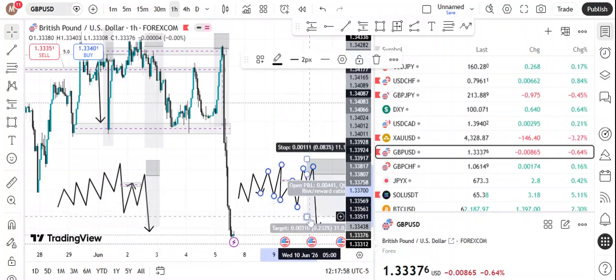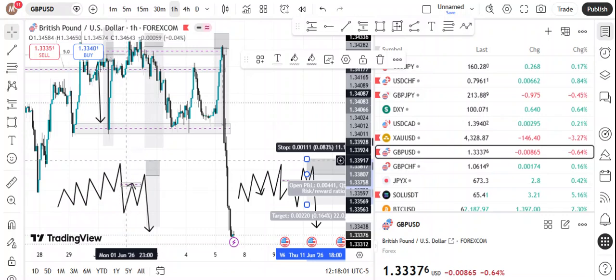You always have to put your stop loss at an invalidation zone, and it's better to put it at this very previous high. Same thing here.